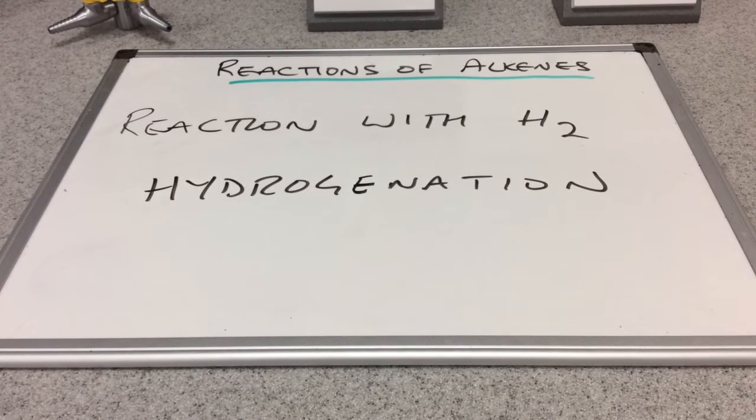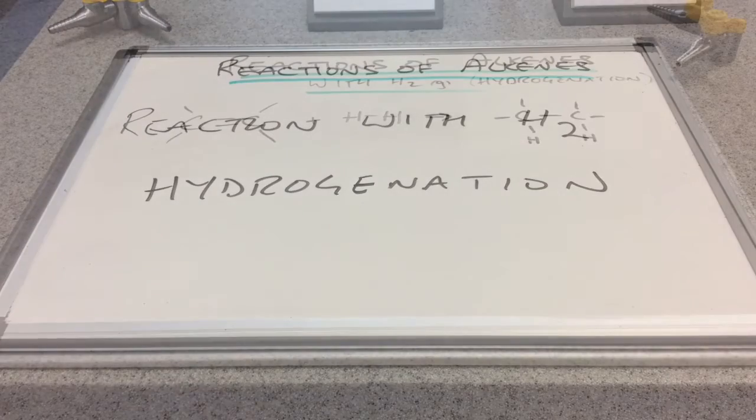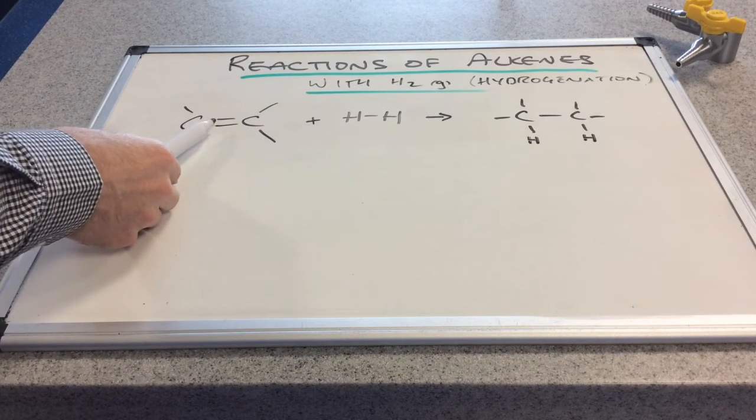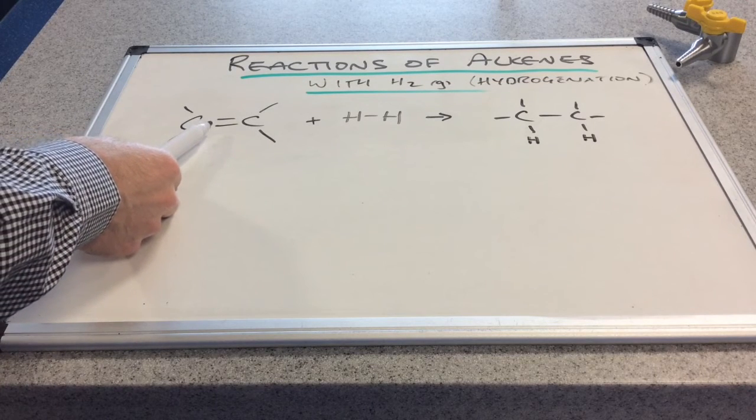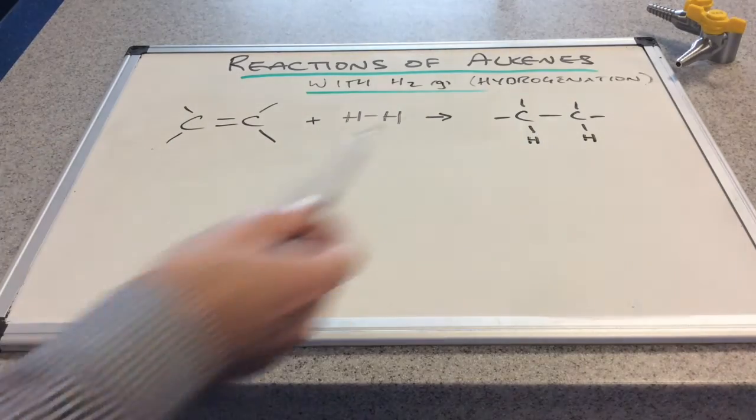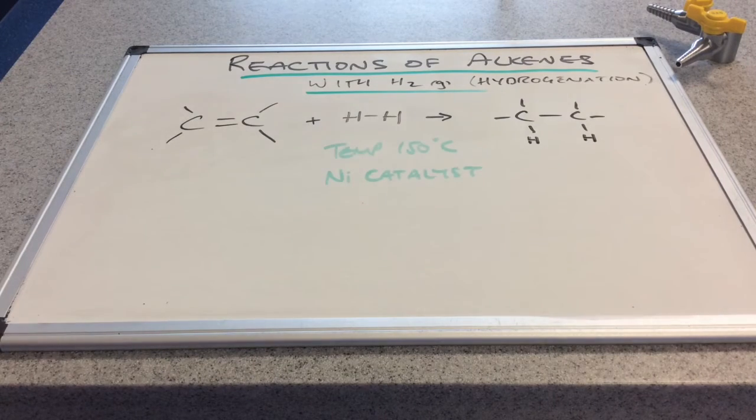In this reactions of alkenes video, I'm going to look at the reaction with hydrogen, which is called hydrogenation. Just as we explained in the introductory video, the double bond is going to break. Remember, it's the pi bond of the double bond that breaks, and we add each hydrogen across the double bond. The process has some conditions that we need to know about. The temperature required for this reaction is 150 degrees C, and we also need a nickel catalyst.